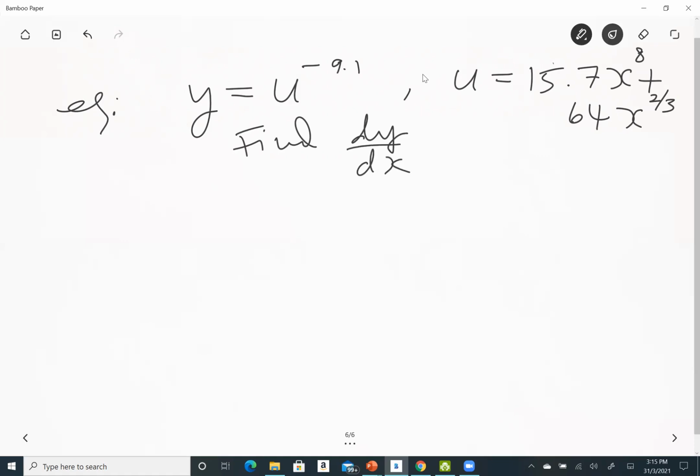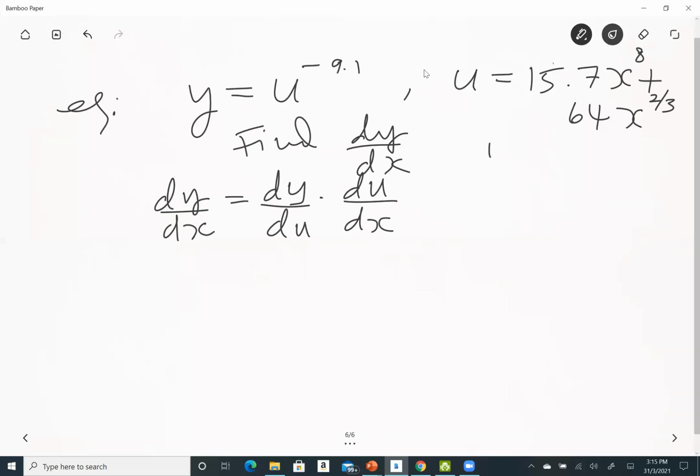So you use the chain rule. We know what the rule is: dy/dx is equal to dy/du times du/dx. So what I need to do here is find u, du/dx. Here you can denote it by u prime, because du/dx is u prime. And you know dy/du already from there directly.